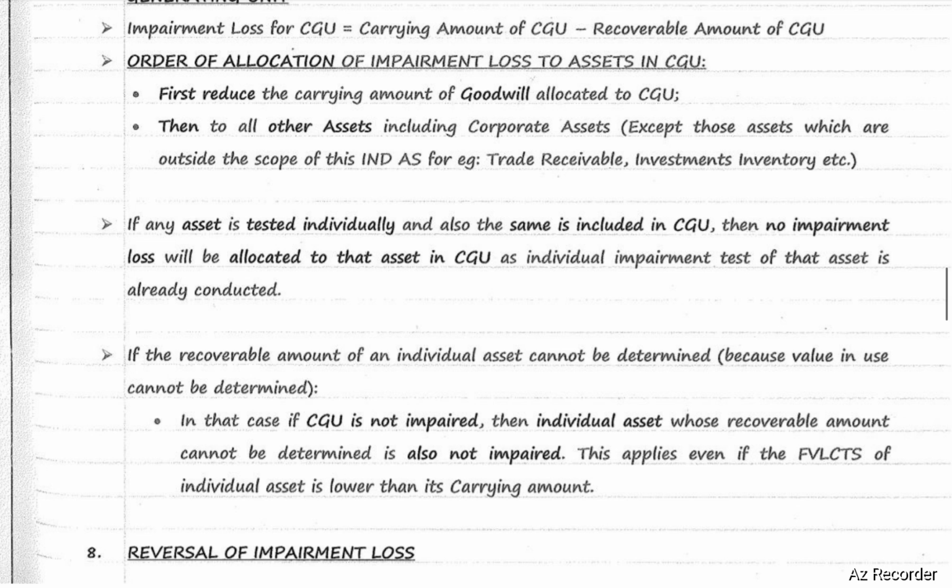If the recoverable amount of an individual asset cannot be determined because value in use cannot be determined, in that case, if CGU is not impaired, then the individual asset whose recoverable amount cannot be determined is also not impaired. This applies even if the fair value less cost to sell of an individual asset is lower than its carrying amount. Next, reversal of impairment loss.